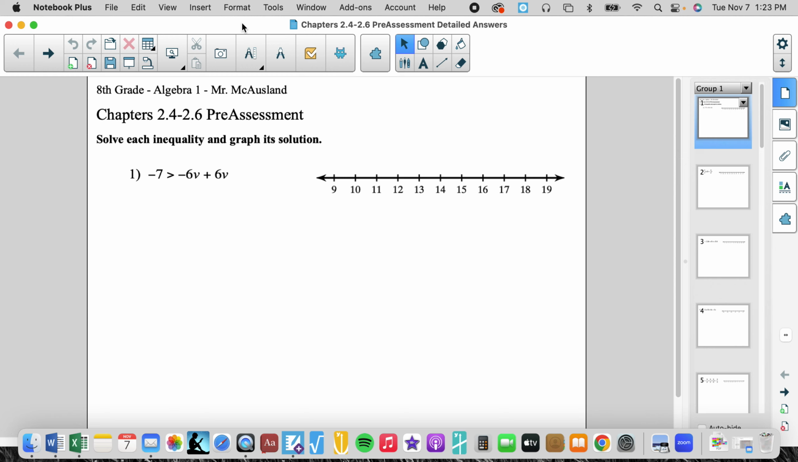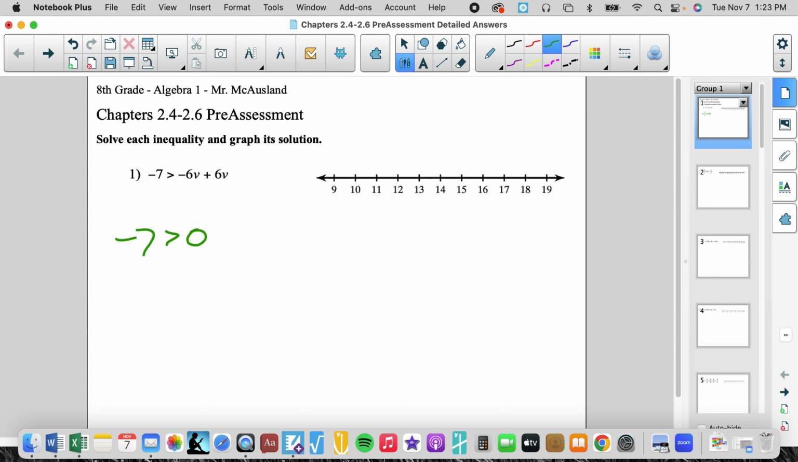So first thing we're going to do is simplify this, and negative 6v plus 6v is 0. This is a false statement, and so the answer is no solution.